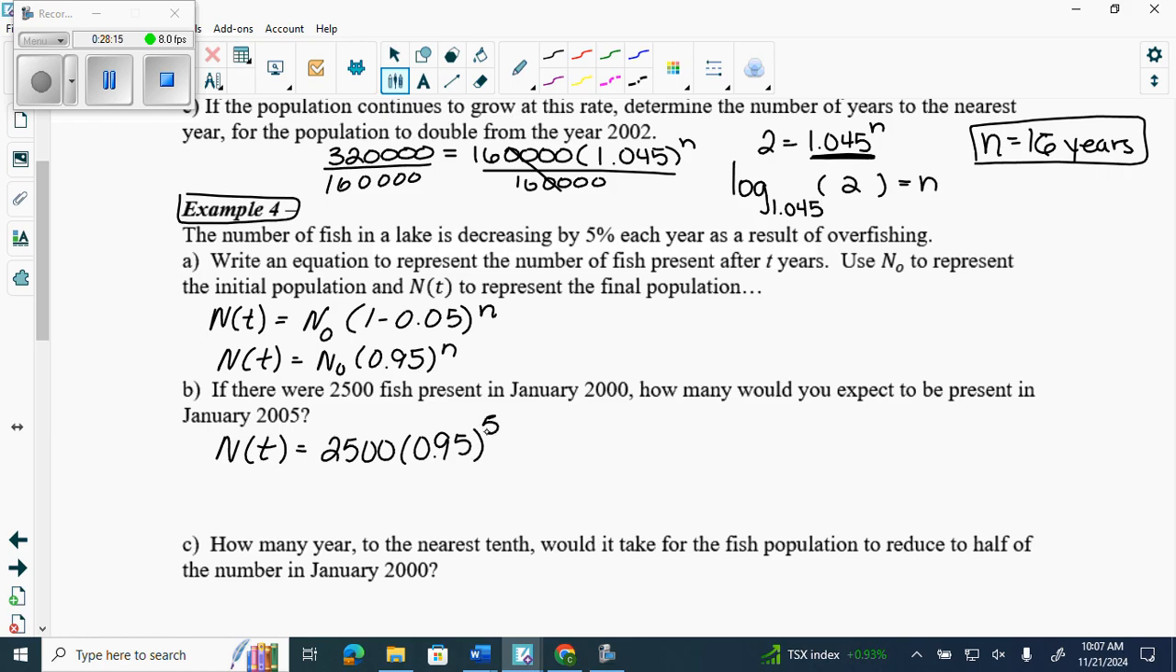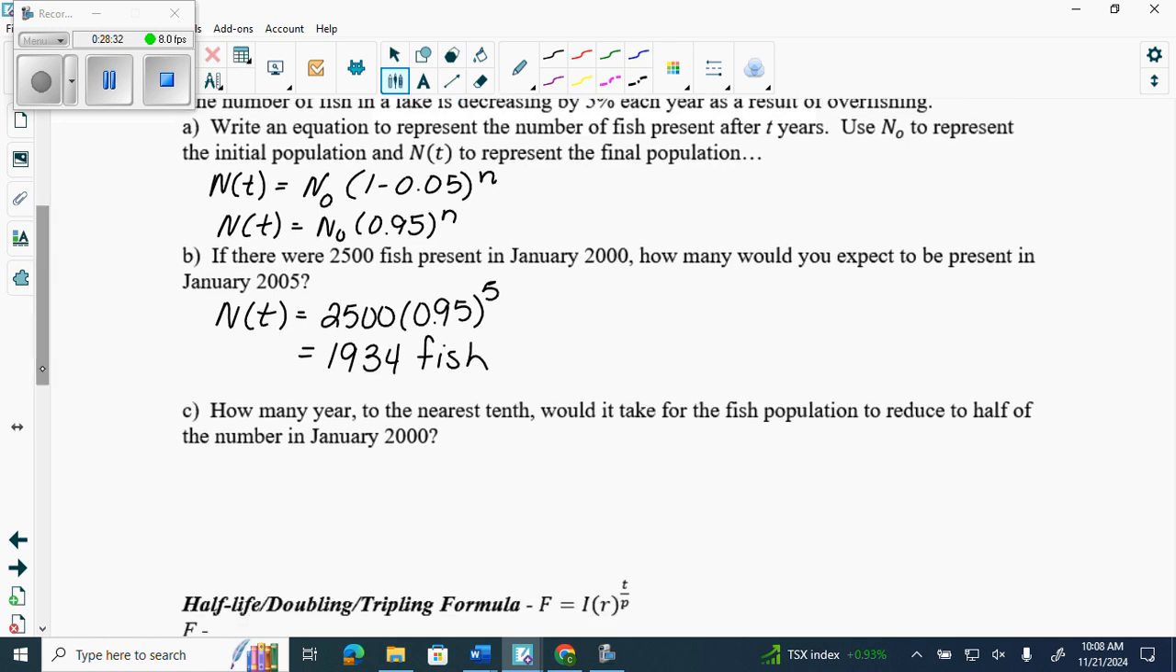So 5. And that gives us 1,934 fish. And you'd have to write your sentence that there's 1,934 fish present in January 2005. And then the last one I ask you to reduce to half, so I'm looking for that n.